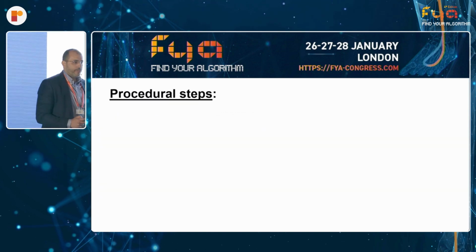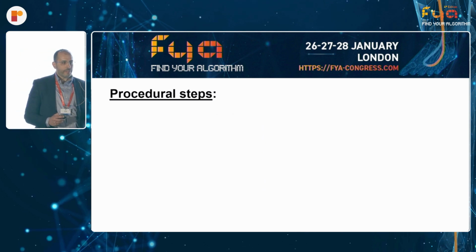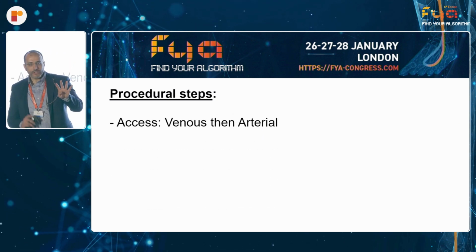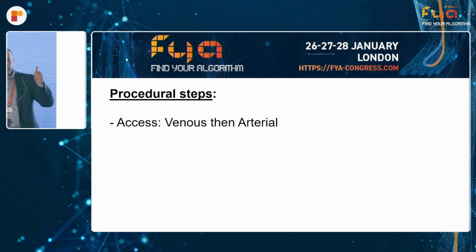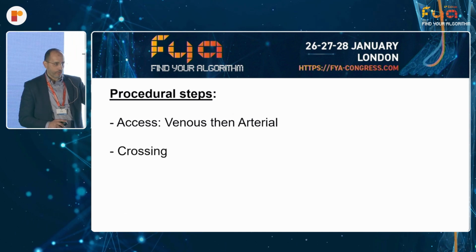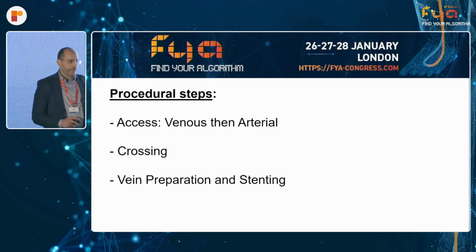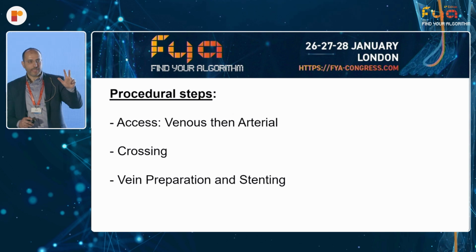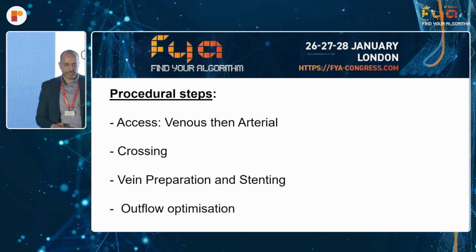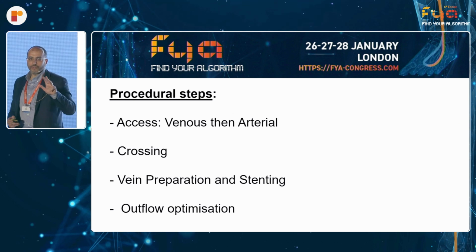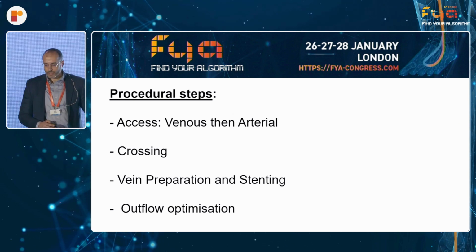Then we come to the procedure steps, and again, from a surgical point of view, I try to make things simple. So when we start the procedure, there are 4 steps in my mind. The first one is to get the access, and you do that venous, then arterial. That's number 1. Once the access is done, you cross. Then you go to step 3, which is the vein optimization or preparation, followed by the stenting. And the last step is to optimize your outflow, or the venous outflow, for the fistula. Just 4 simple steps, and you go one by one.